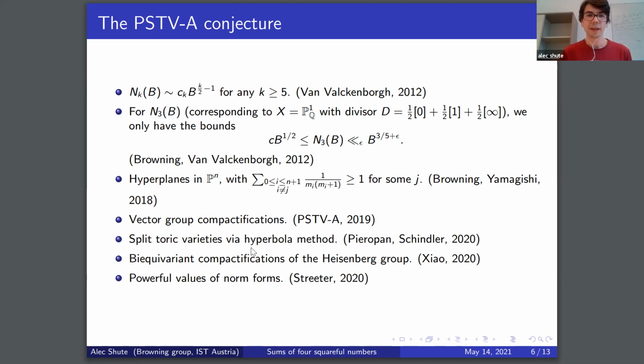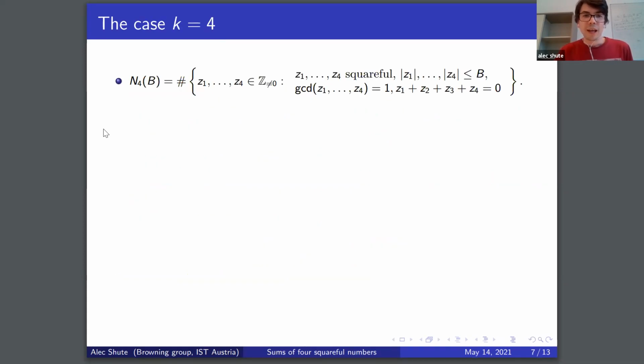Okay, so one thing that's missing from the first two bullet points here is the case k equals 4. So this is what I want to talk about now. Here's a reminder of what the counting problem N_{4,B} is. And according to the PSTVA conjecture, we're trying to end up with something which is a constant times B here. But in fact, if you look at N_{4,B} itself, then it's greater than B log B.